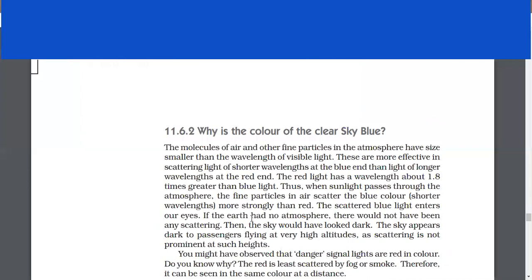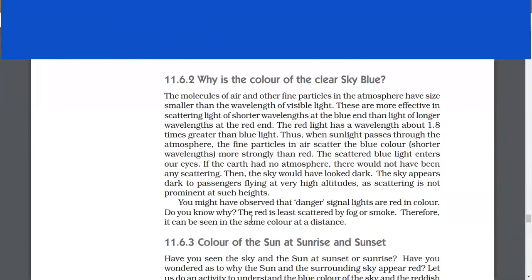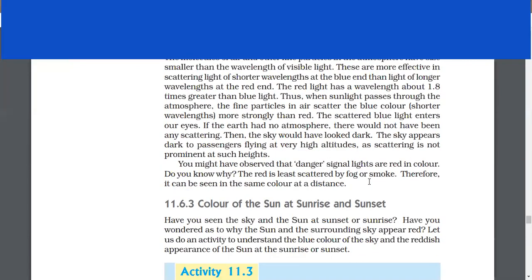Why is the color of the clear sky blue? The molecules of air and other fine particles in the atmosphere have size smaller than the wavelength of visible light. These are more effective in scattering light of shorter wavelengths at the blue end than light of longer wavelengths at the red end. The red light has a wavelength of about 1.8 times greater than blue light. Thus, when sunlight passes through the atmosphere, the fine particles in air scatter the blue color more strongly than red. The scattered blue light enters our eyes.